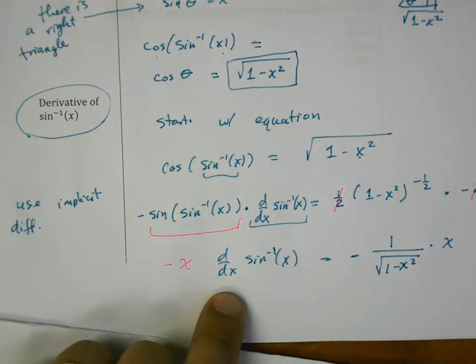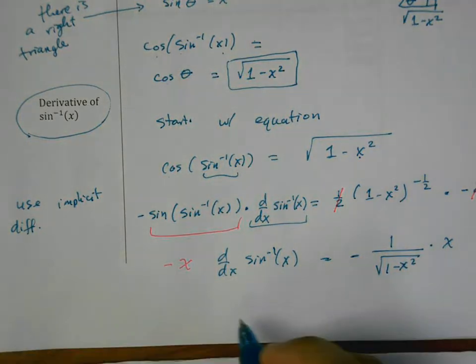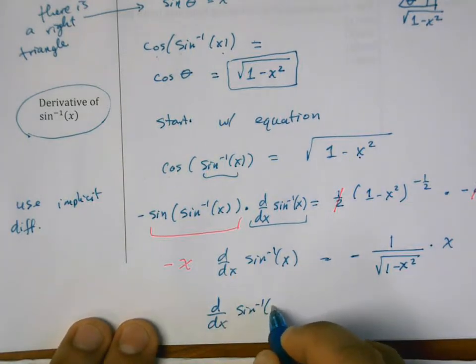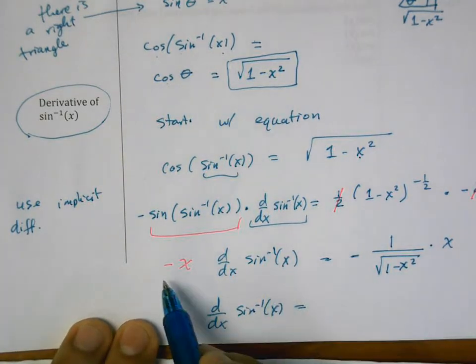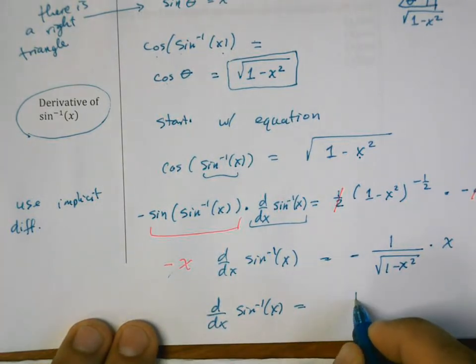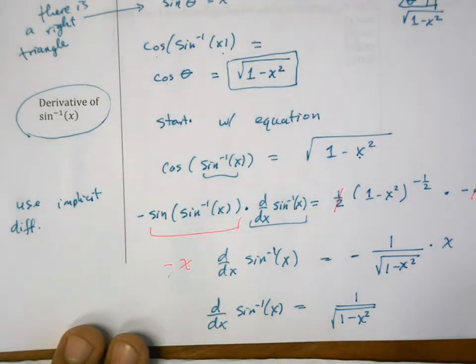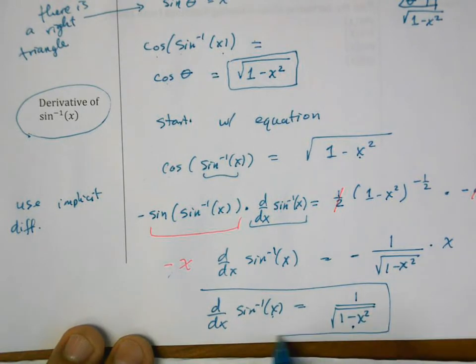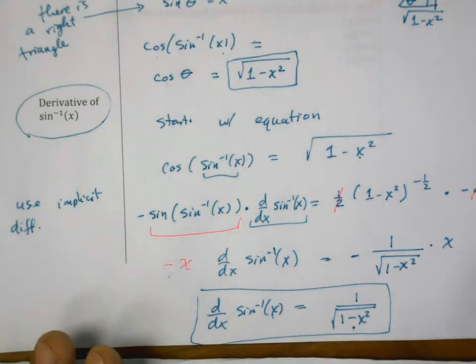And now we just solve for d dx sine inverse of x. So d dx sine inverse of x is equal to, divide both sides by the negative x, and we get 1 over the square root of 1 minus x squared. So the derivative of the sine inverse is actually this purely algebraic expression. So this is kind of a crazy result, I admit.